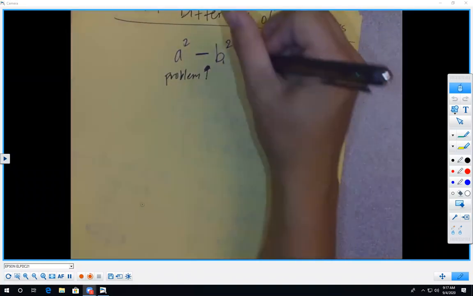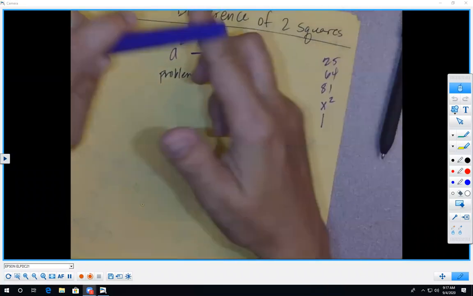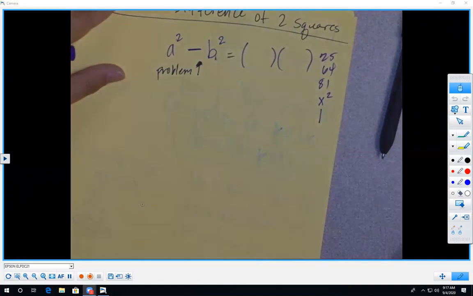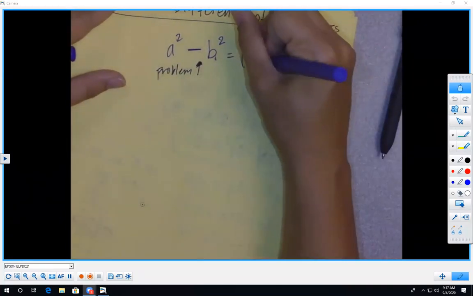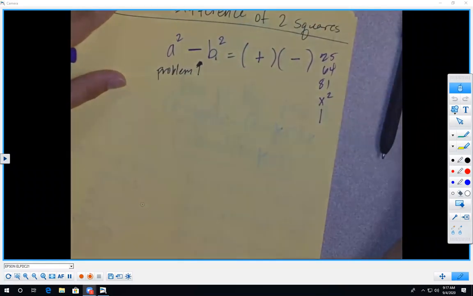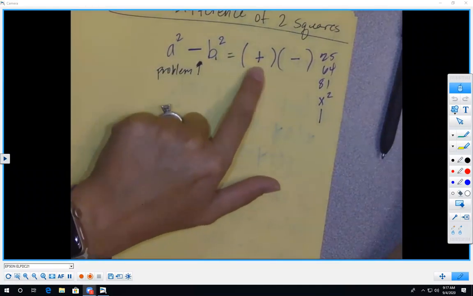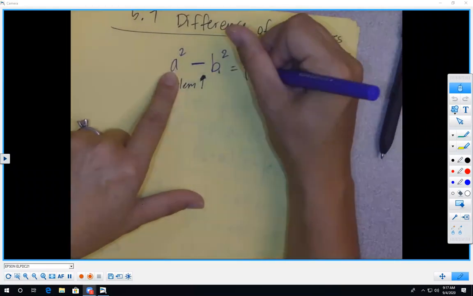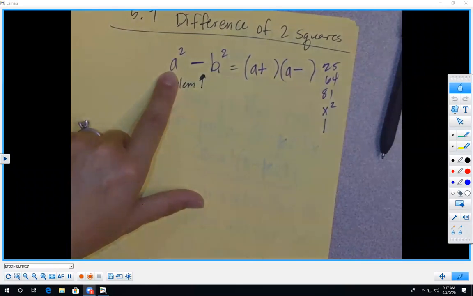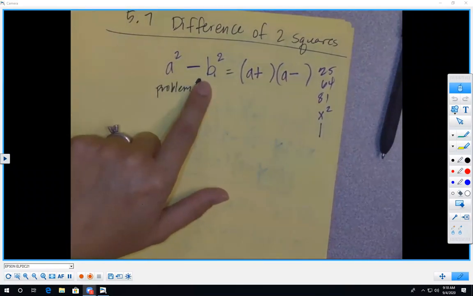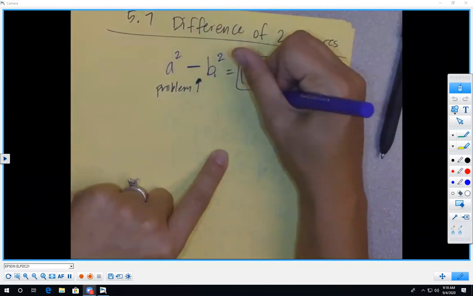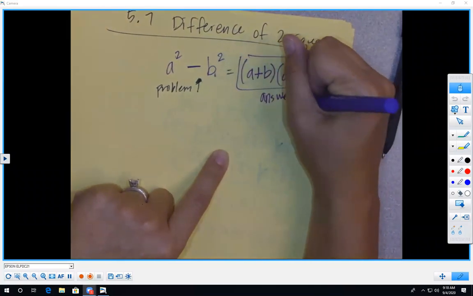Your answer for this is two sets of parentheses. One set of parentheses has a plus sign in the middle, the other has a minus sign. It does not matter which one you write first. The thing that goes in the beginning of both sets of parentheses is the square root of the first term. So the square root of a squared is just a. The thing that goes at the end of both is the square root of the second thing. So the square root of b squared is just b. So that's your answer: a plus b, a minus b.